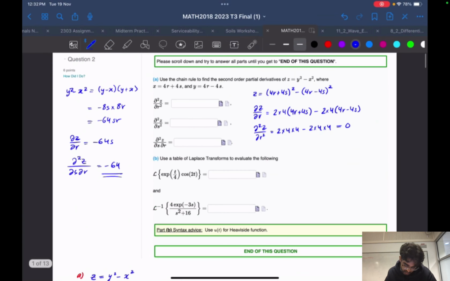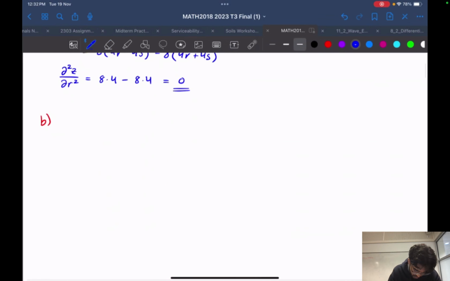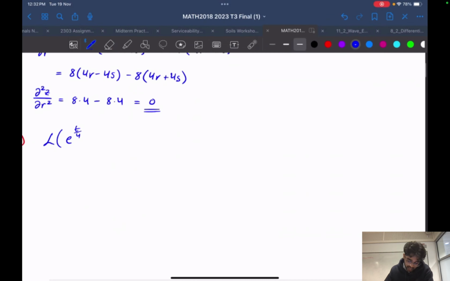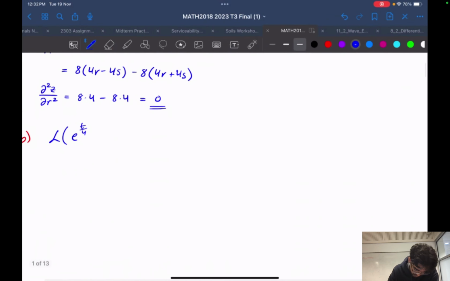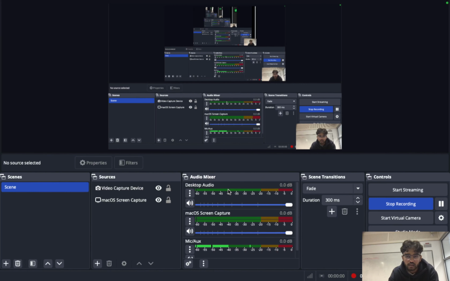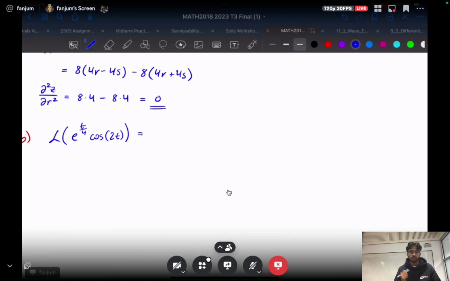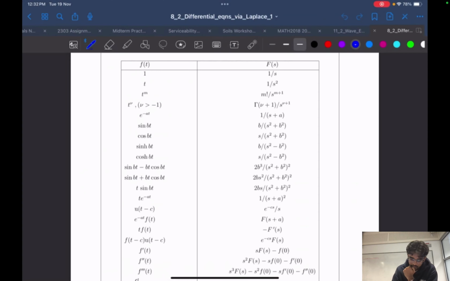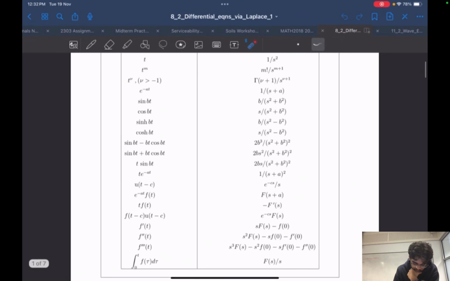So we're trying to find the Laplace transform of e to the power of t over 4 times cos of 2t. Is it still recording? Yeah, okay. Now we're going to take a look at our table here. Okay, so we are using this rule over here.